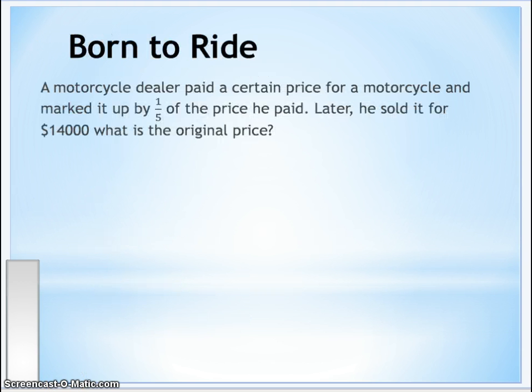Solve this one. Born to Ride. A motorcycle dealer paid a certain price for a motorcycle and marked it up by 1/5 of the price he paid. Later, he sold it for $14,000. What is the original price? Solve and have ready for class.